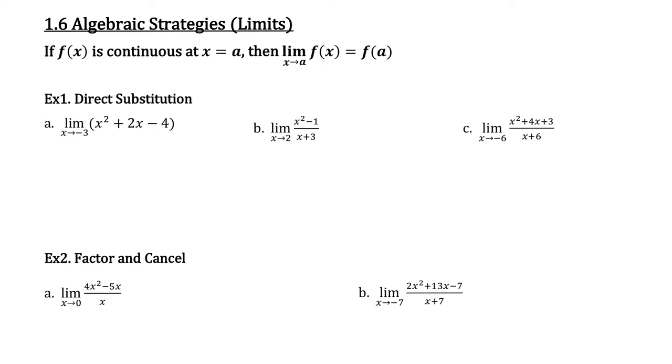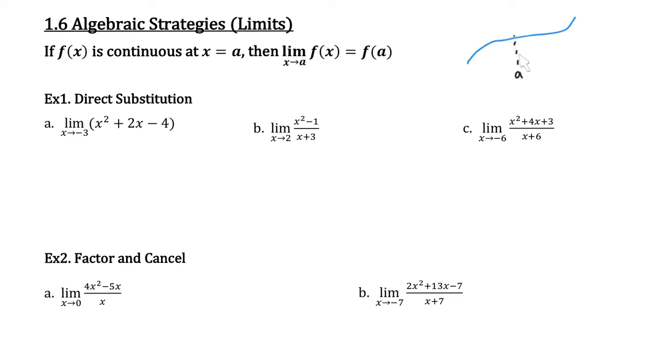I'm going to sketch a random graph. Okay, this is my little graph. At x equals a, let's say x equals a is down here. I don't know where it is. If this graph is continuous, the limit as x approaches a is the same on both sides, and it's the same as the value of f of a.